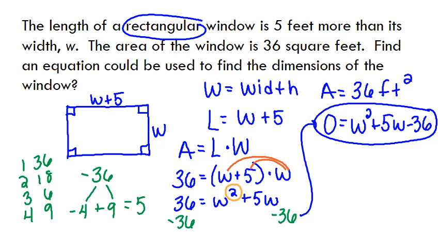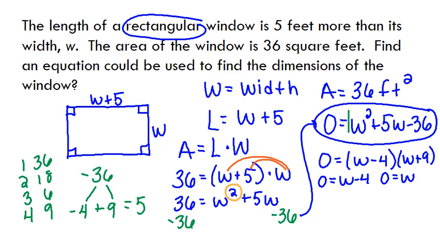Now, since my a term in front of my w squared is 1, I know that my factors are just those two numbers. So I'm going to have 0 equals w minus 4 times w plus 9. So to get my two solutions, I have to set each factor equal to 0 and then solve for w. So here I would add 4, so w would equal 4. And then I would have to subtract 9 for the other one, so w would equal negative 9.